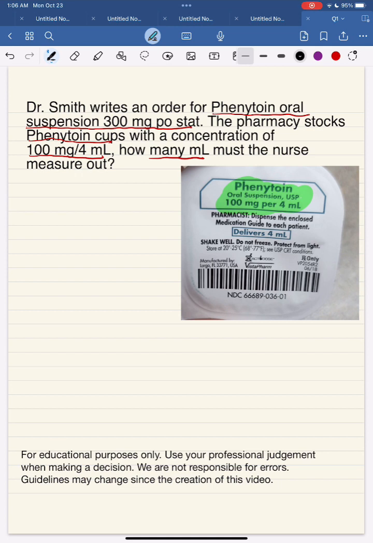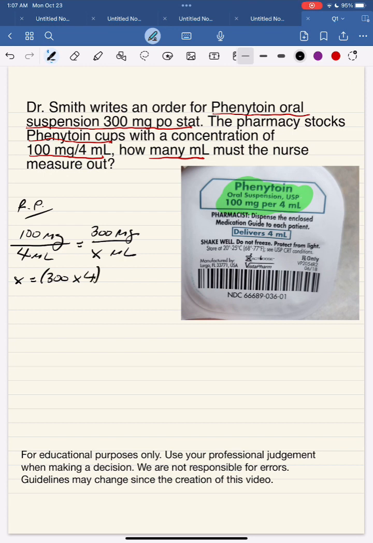If it's just a one-step proportion, I like to use a ratio proportion. So here we do 100 milligrams over 4 ml is equal to 300 milligrams over X ml. And we cross multiply. X is equal to 300 times 4 divided by 100, which is equal to 12 milliliters. If it's a simple problem, I just like to use a regular ratio. I'll also show you how to use dimensional analysis.